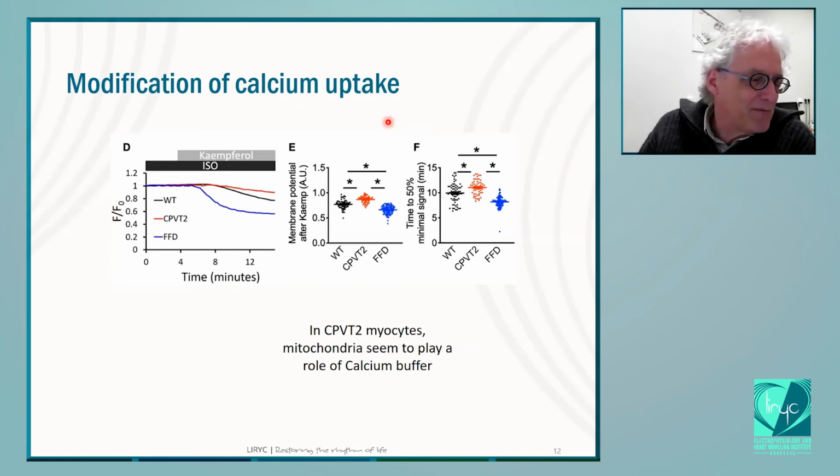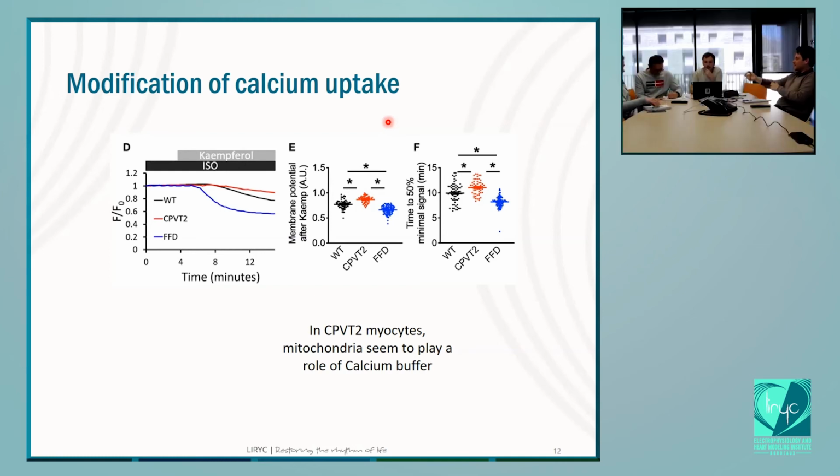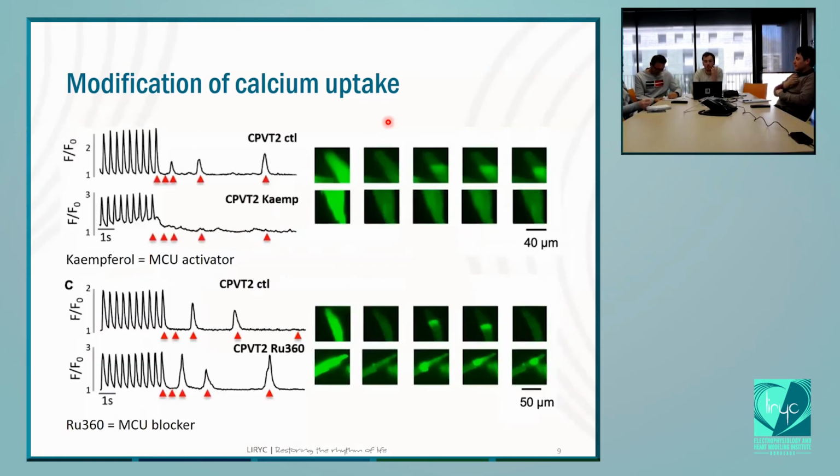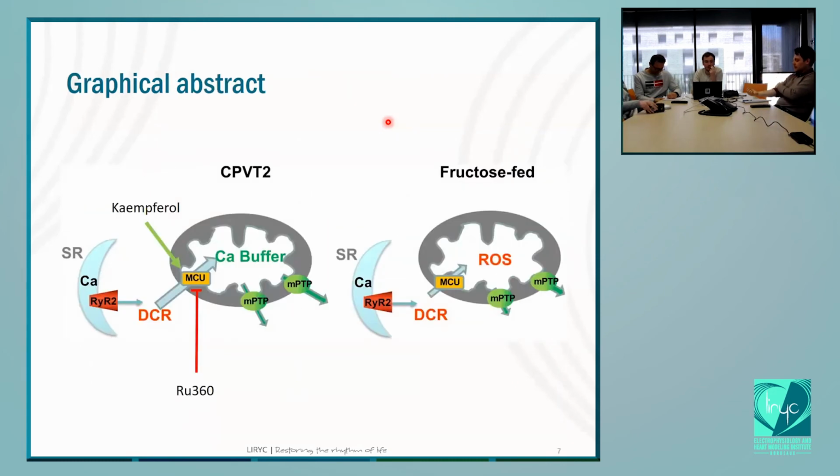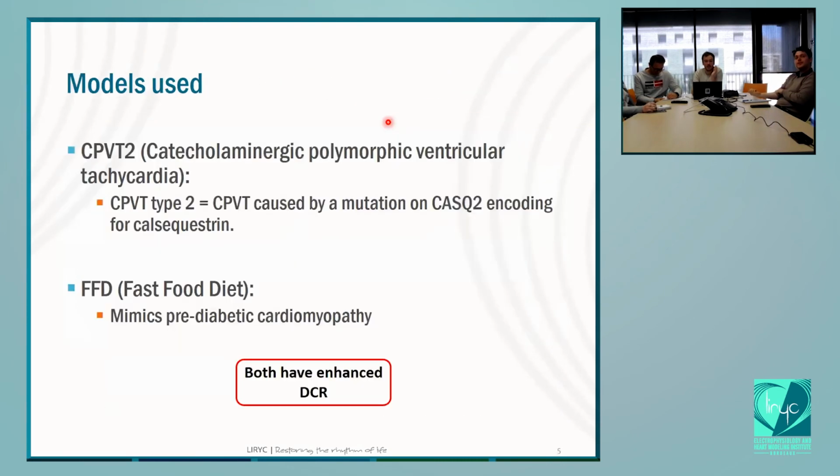I have a question, and maybe Kepa can answer it, Philippe. Why do you think they use these two models? Because they're so disparate, they differ in many ways, that I don't see the value of the comparison. Why did they do that? They chose those two models because they are both characterized by DCR, but I agree there are also many differences, but they based their reasoning on the fact that they both have DCR.